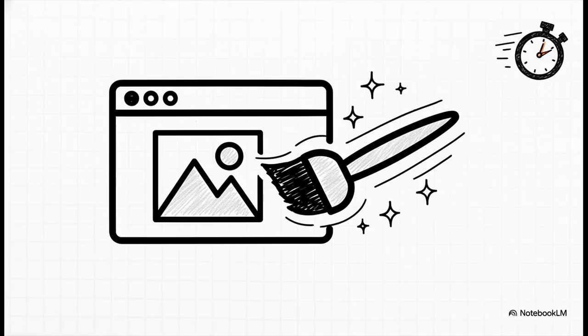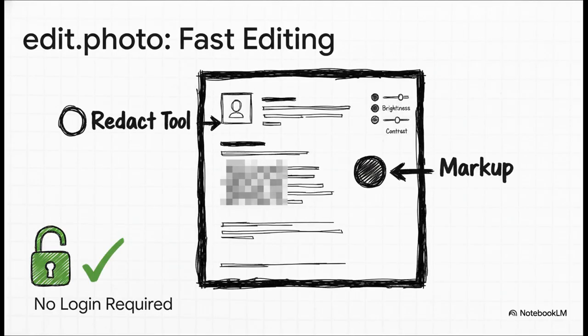All right, next up. For those times when you just need a quick touch up on an image, but you don't want to fire up a huge, heavy program, there's edit.photo. It lives right in your browser and it is built for pure speed. And it is so useful. You ever need to quickly blur out some sensitive info in a screenshot? The Redact tool has you covered.